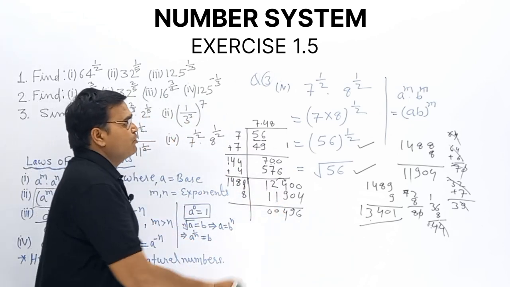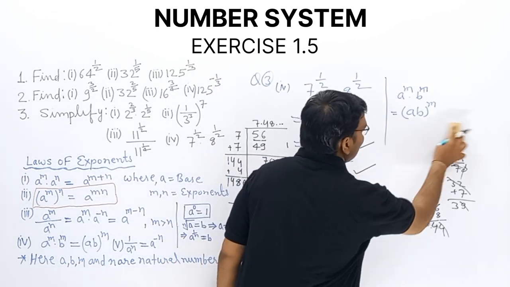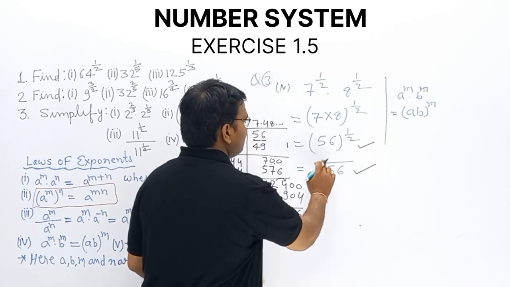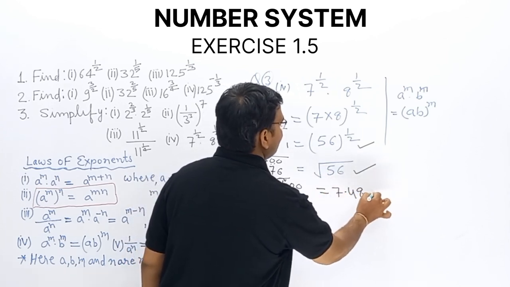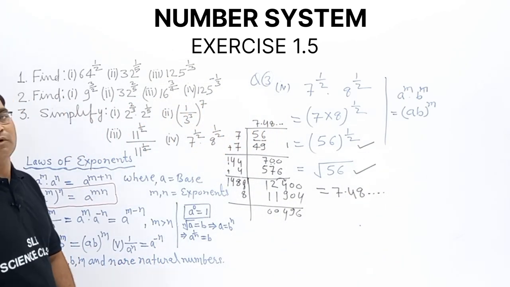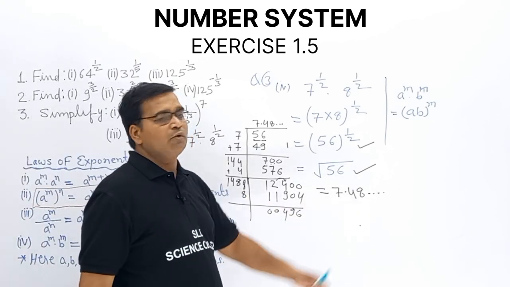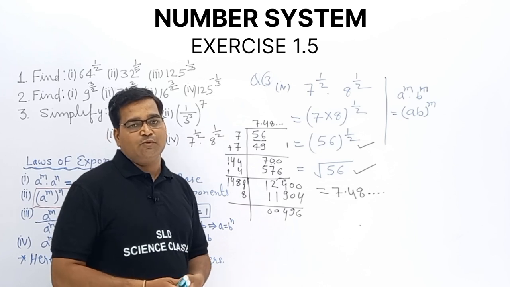Similarly, we will do this process, and we are getting this result. So what value of this one are we having? Once we solve, this root 56 will be what? 7.48 and so on. So this result is the square root of 56. So what will be the square root of 56? 7.48. How are we getting it? By using long division we are getting this.